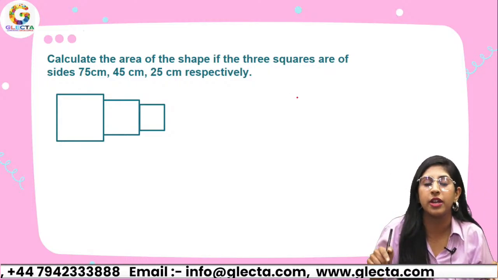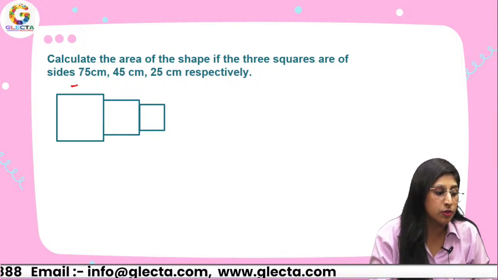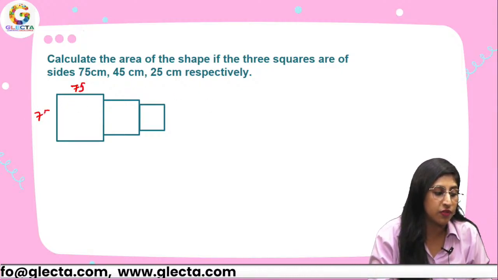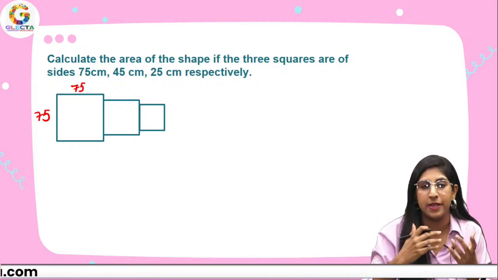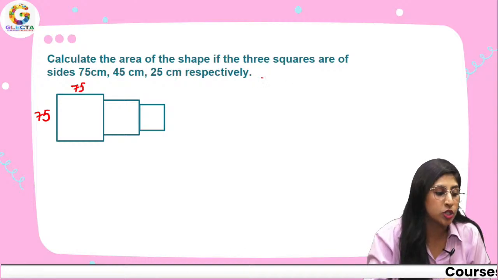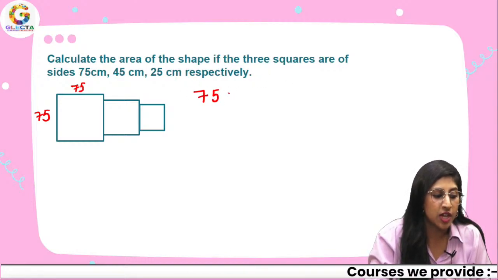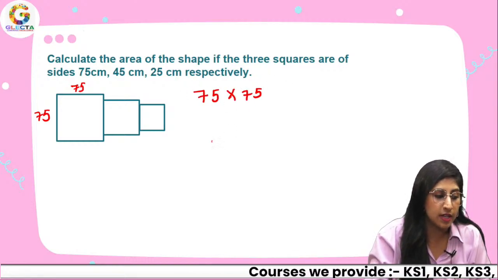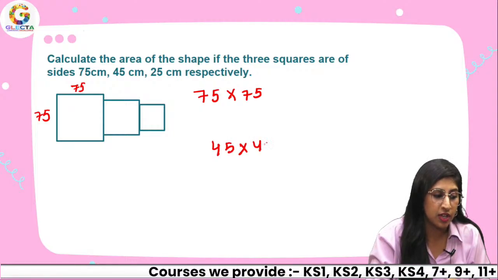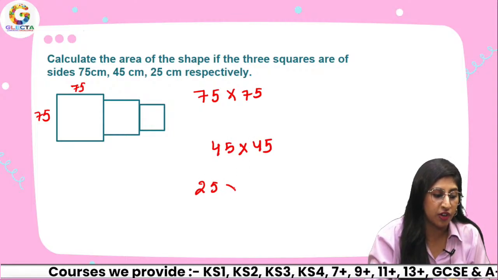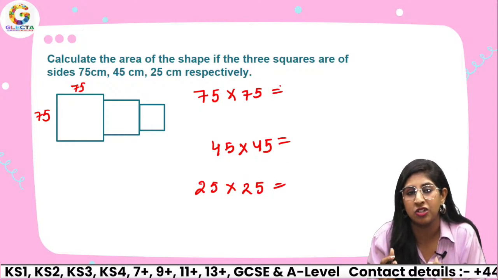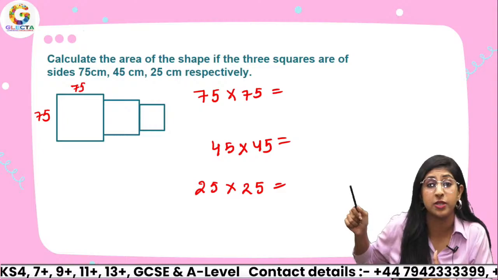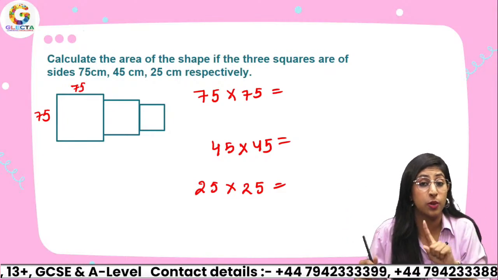If you want to calculate the area, you just have to do, this is 75, this is 75. Area of a square is the square of the sides, basically length times width, which is actually 75 times 75, or let's say 45 times 45 and 25 times 25. But I don't want you guys to be messed up in the calculations. The concept is easy in this one, but don't get messed up with the calculation.